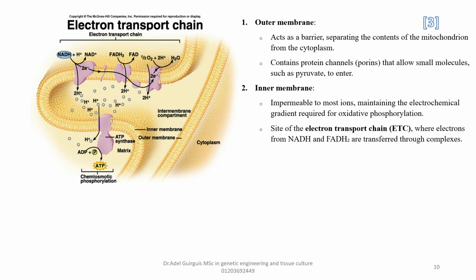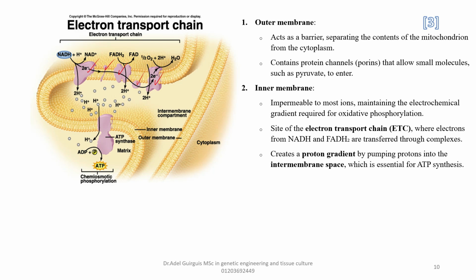Here is the site of the electron transport chain. We find several electron transport proteins and electron carriers, mobile carriers within the membrane, where electrons from NADH and FADH2 are transferred through complexes. It also creates a proton gradient. This function of both membranes creates a high concentration of protons inside the intermembrane space and low within the matrix, that creates the proton gradient.